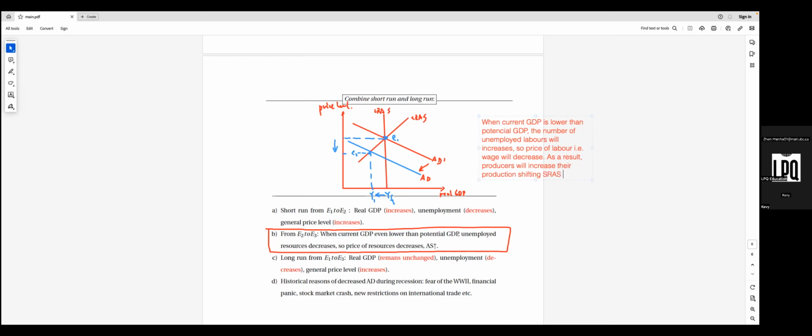Shifting short-term AS, this time it should be to the right because they are producing more. So finally we shift short-term AS to the right. So we label this one E number 3.